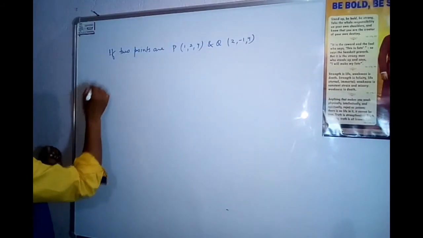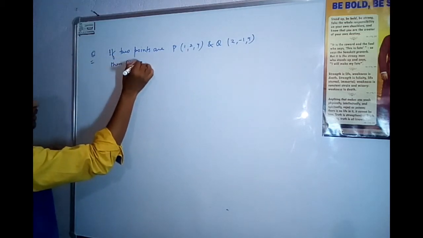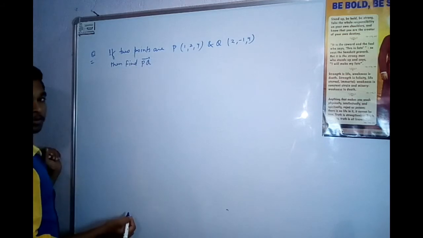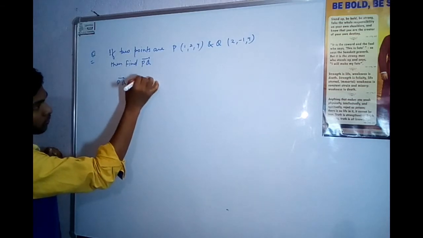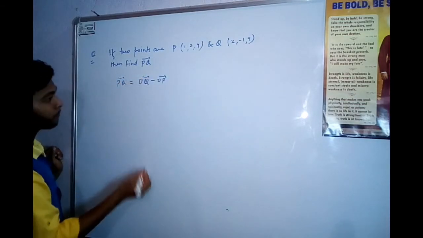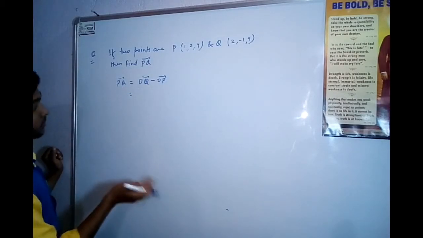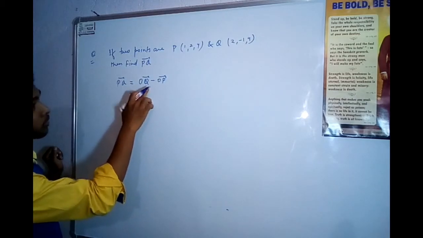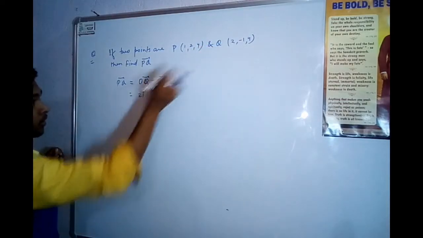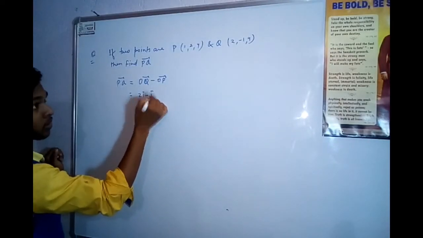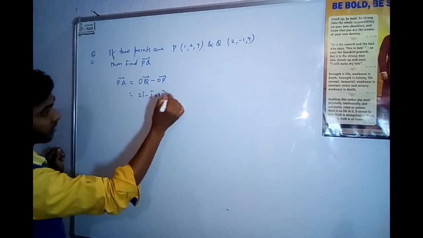These 2 points are given. Then find PQ. So what do we have to do? PQ is nothing but OQ minus OP. OQ we have just calculated in the previous topic. How to calculate OQ? Simply, the x coordinate of Q is 2, so 2i cap. The y coordinate is minus 1, so minus j cap. The z coordinate is 4, so 4k. This is for OQ minus OP.